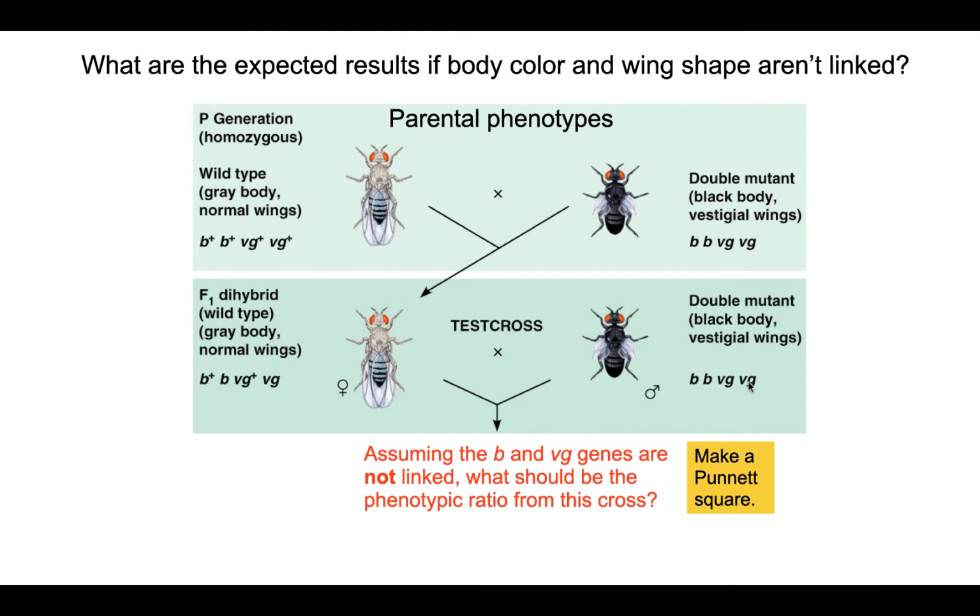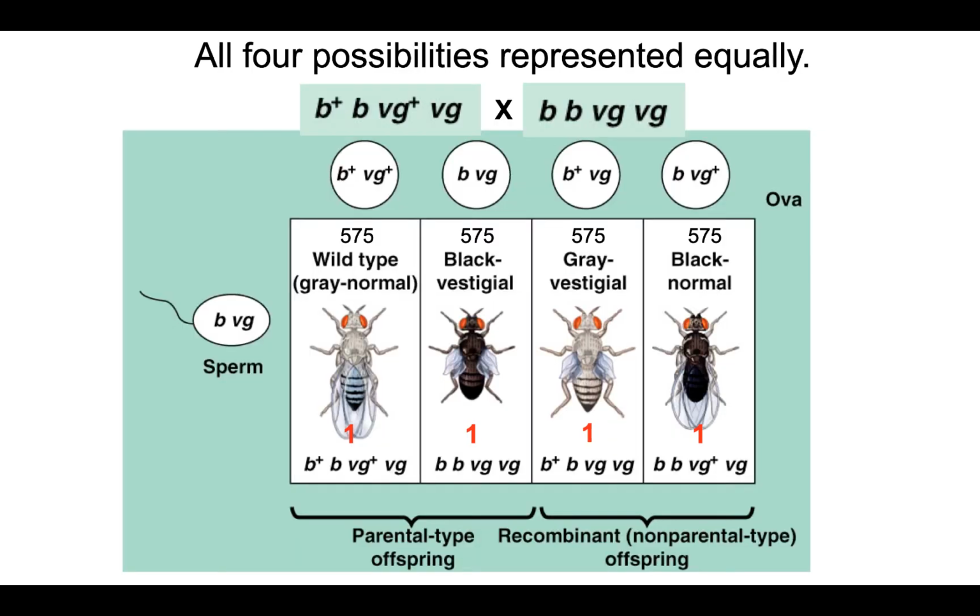So the question is, what results do we expect to see if these two genes, the body color gene and the vestigial gene, are not linked? Well, let's take a look at that. Let's make a Punnett square. Now, the only type of sperm that this individual here can make is a B VG sperm. That's why they do a test cross. That's why they go against a homozygous recessive. It makes it really easy. There's only one kind of sperm this individual can make.